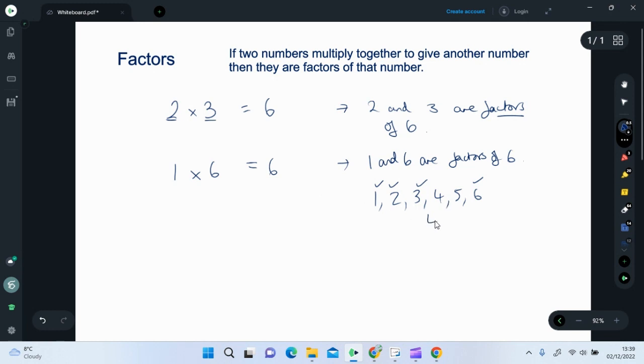Is there anything you can multiply 4 by to give you 6? Well, yes, but not a whole number. The same with 5. You can multiply 5 by something to give you 6, but it's not a whole number. So 4 and 5 are not factors of 6. Let's see another example then.